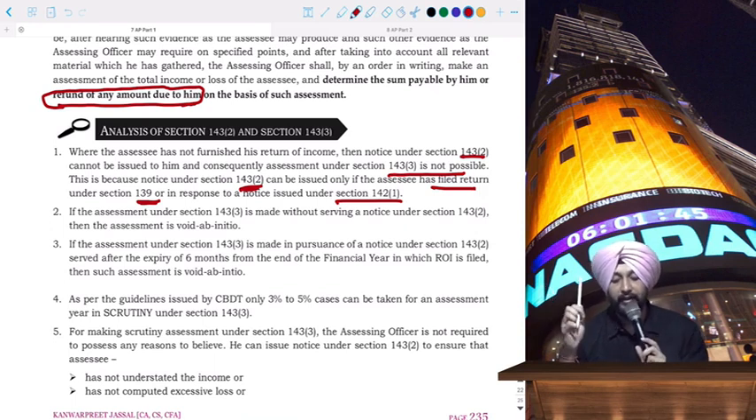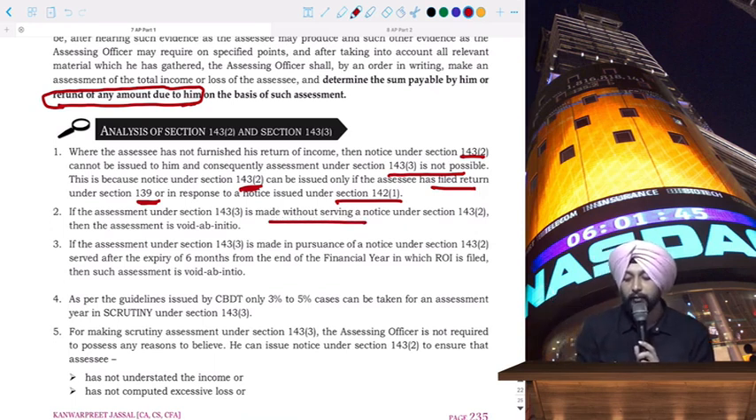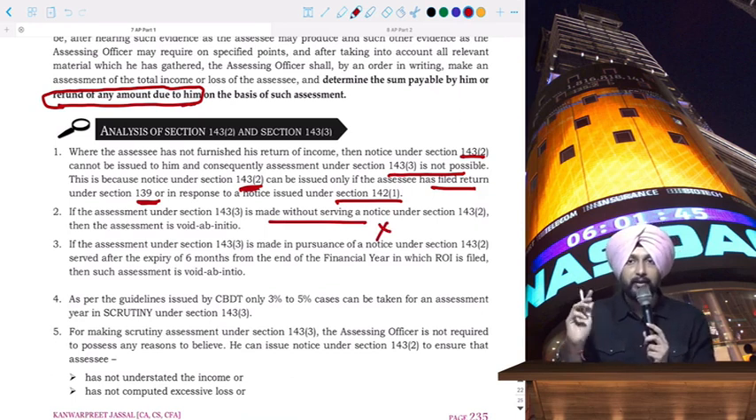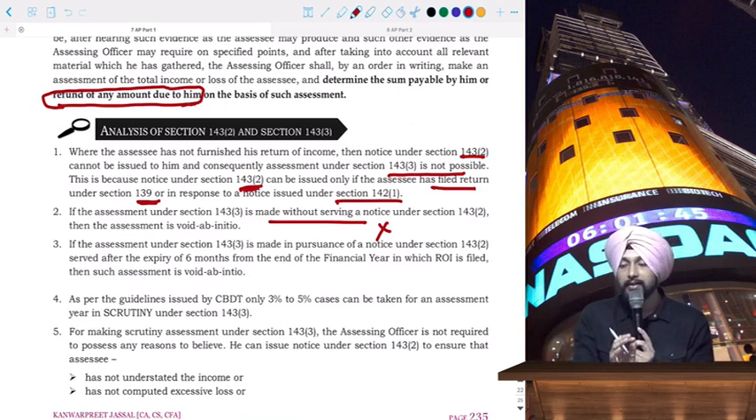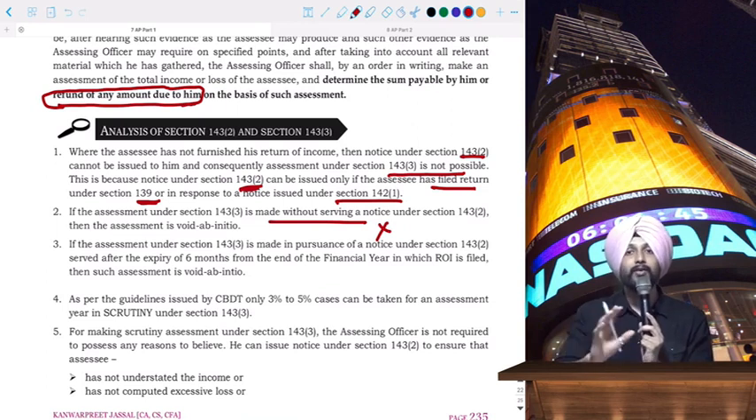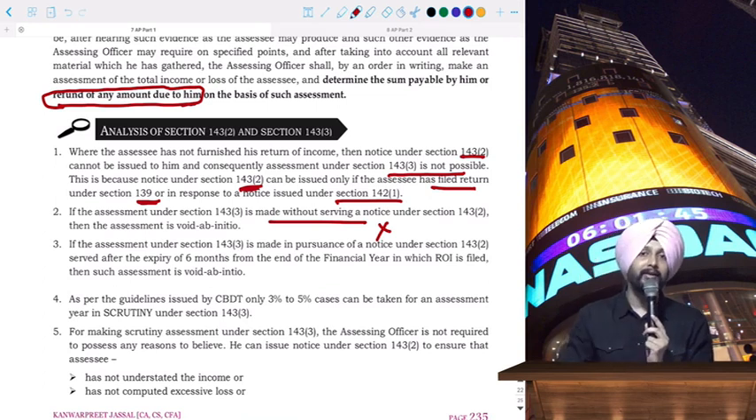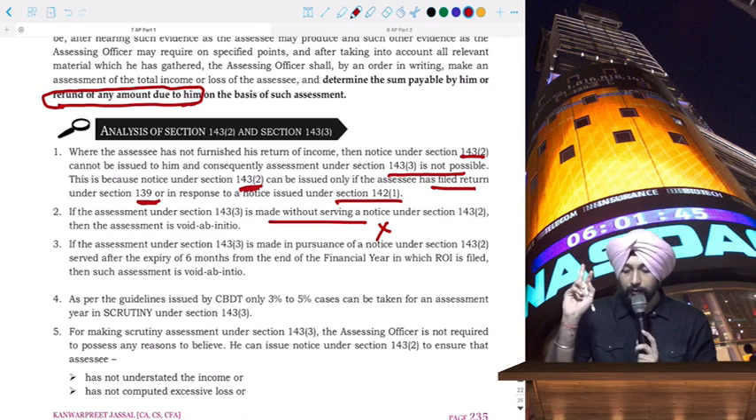Okay. If the assessment under 143.3 is made without serving a notice, that question cannot arise, because I told you any assessment done, first a notice has got to be served on the assessee. So an assessment under 143.3 which is done without serving a notice will be obviously void ab initio. What does that mean? From the very time it started, it is invalid. It does not hold good in the eyes of law. Okay, I hope this is clear.